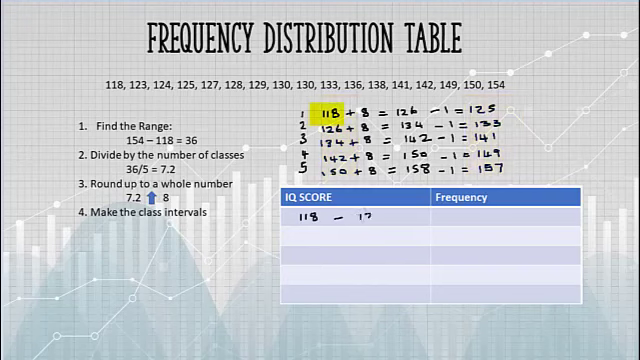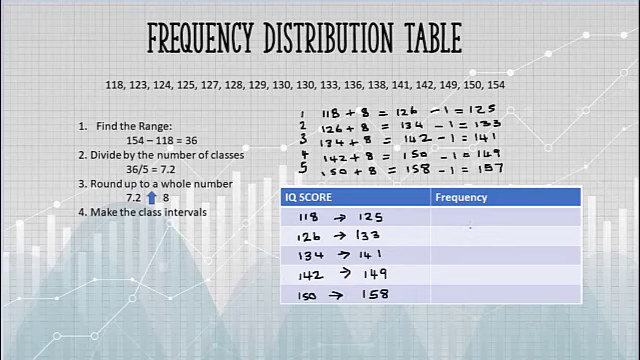My first interval is 118 to 125. The second interval, 126 to 133. And moving down the column, filling in those class intervals. The final step is to fill in my frequencies.